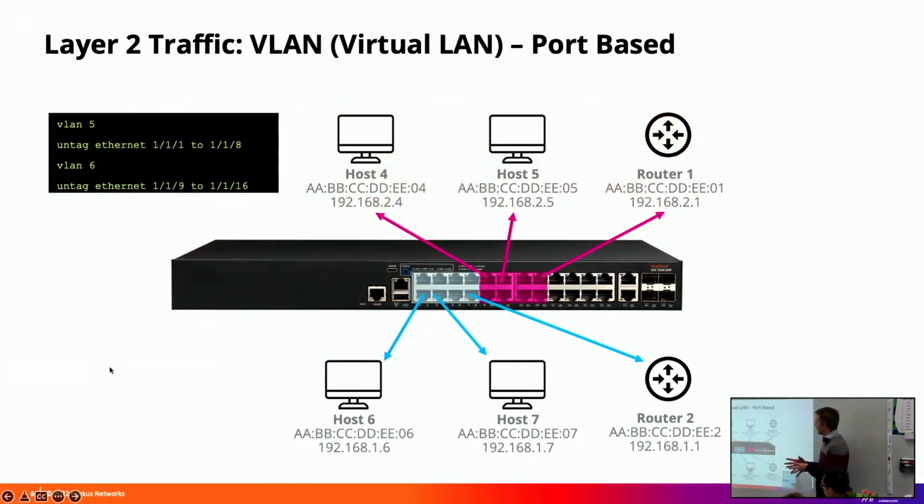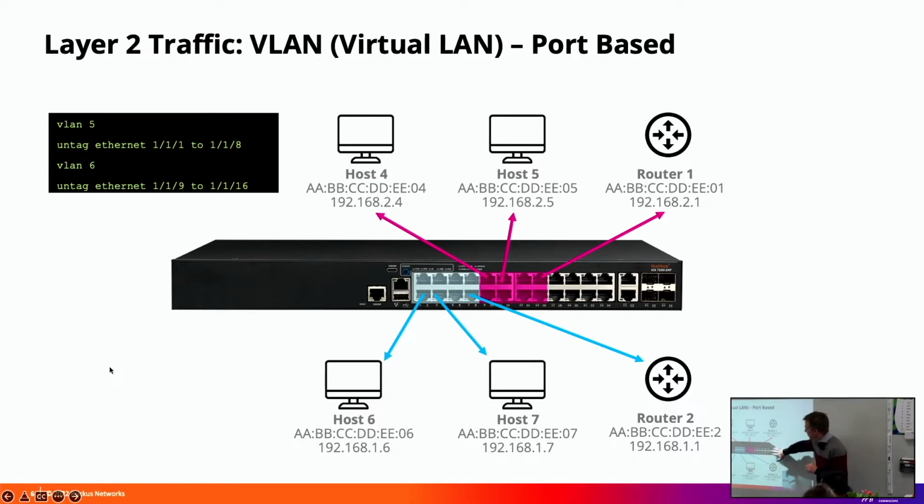So VLANs are a tool we can use to segregate a switch into different logical networks. A VLAN is a layer 2 network, meaning if I send out a broadcast, if I send out an ARP request, that ARP request will go to everything on my VLAN, everything on my layer 2 network.